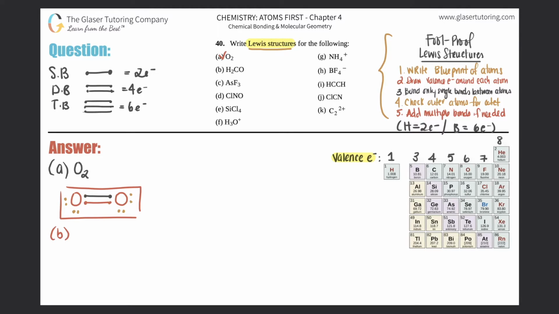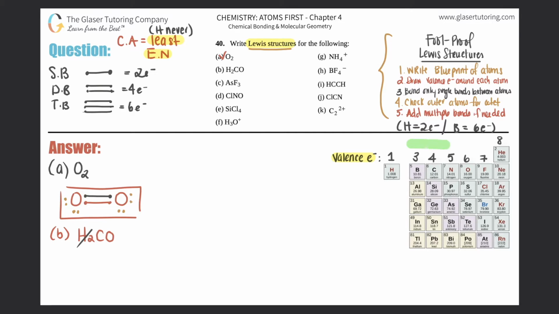B. H2CO. Well now I have multiple atoms, and I need to know which one is the center, or the central atom. The central atom is always going to be the one that is the least electronegative. That follows your electronegativity rules, and just know that hydrogen will never be in the center. So in this case, it's going to come down to between carbon and oxygen. Who is in the center? Is it carbon or is it oxygen? It's the least electronegative.